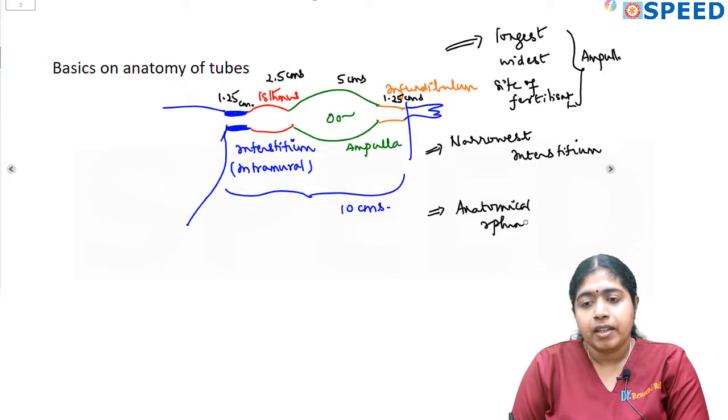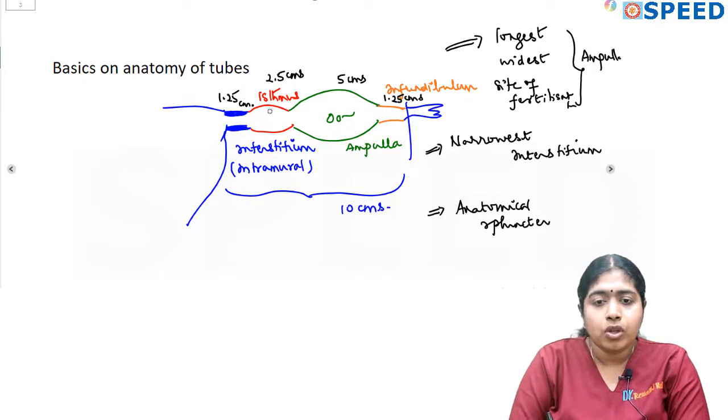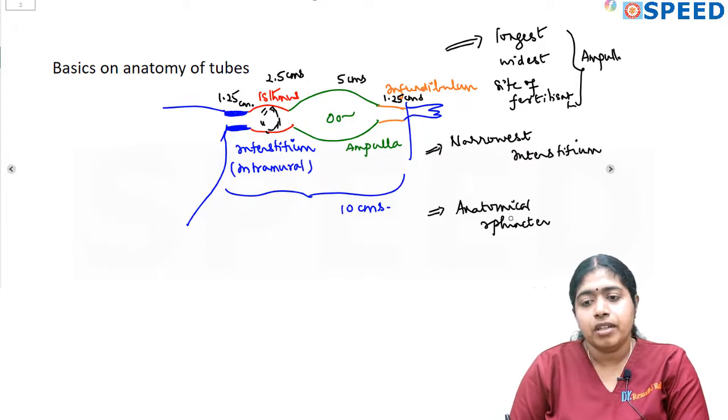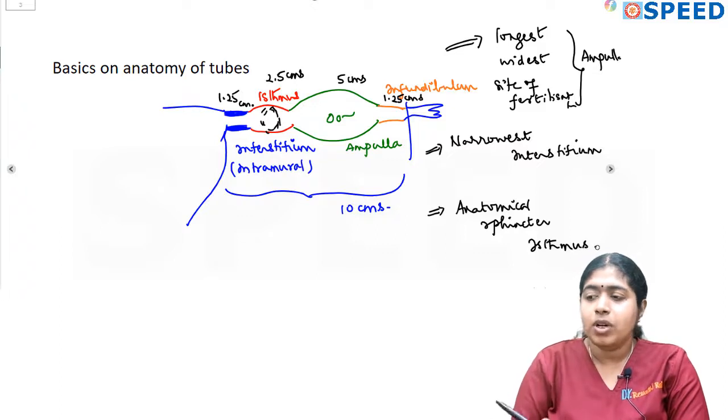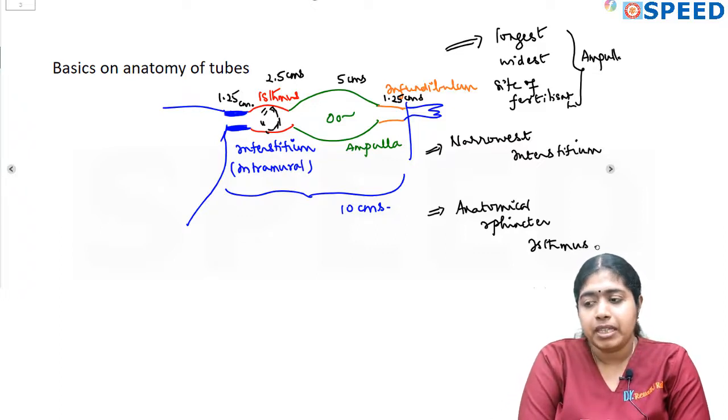It is said the isthmus has a lot of smooth muscle fibers which give a sphincteric function. So if they ask which is the sphincter, you say it is the isthmus. So these are all typical small questions coming in the exam. Okay, so this is about the basic anatomy of the tubes, each and every part.